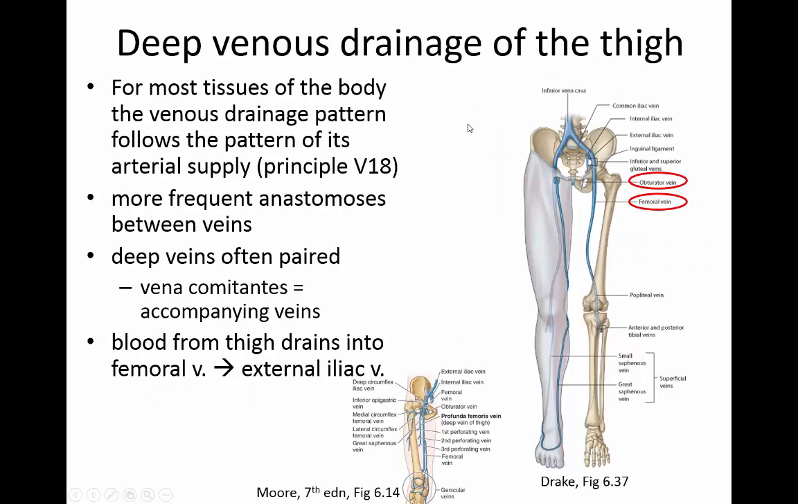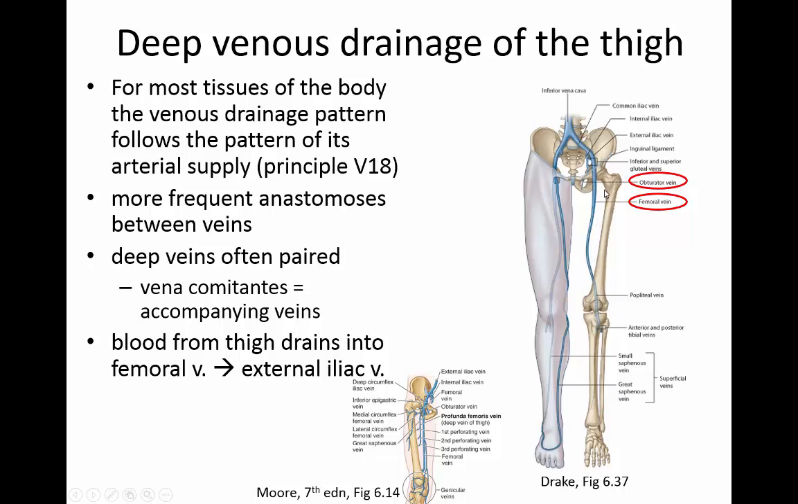Deep venous drainage of the thigh. The venous drainage in limbs, for instance, follows the pattern of its arterial supply. So if we have an obturator artery, we'll have an obturator vein located in the same spot. A femoral artery will have a femoral vein accompanying it. Just be aware that the origin and termination of these vessels is opposite, because veins start distally. So our femoral vein, for instance, will have its origin as the popliteal vein going through that adductor hiatus.